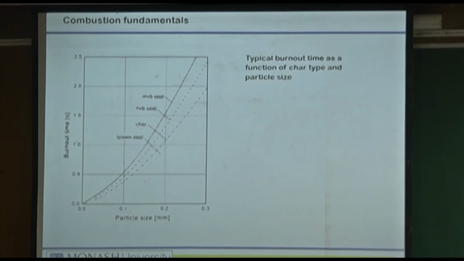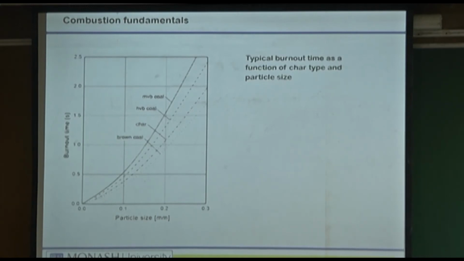Knowing also at the same time, which is not captured here, that the lower rank coals or the lower rank chars fragment very, very quickly because they are a lot less structured. They are a lot more porous compared to the high volatile bituminous, HVB, or medium volatile bituminous or bituminous coals in general. So that's how I read it.